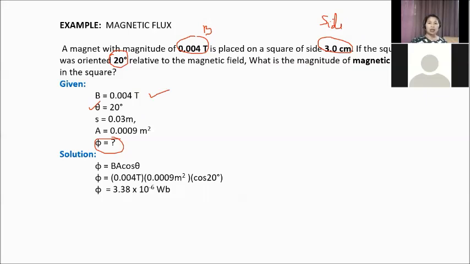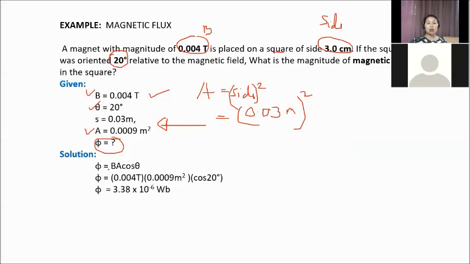Okay, simply from the side ang given, from this side, pwede tayo makakompute for area. Since square ito, then area is equal to side times side. Like in a rectangle, length times width. No? So this is side times side or side square. Then, from the side na 3.0 cm, convert that to m by dividing 100. That's why we have 0.03 m. And square of that is our area. For 9 times 10 to the power of negative 4 square meter. Now, since meron tayong area, B at angle, then let us substitute that to the formula. And then, do the calculation. I hope makuha ninyo yung magnetic flux equal to 3.38 times 10 to the power of negative 6 Weber.